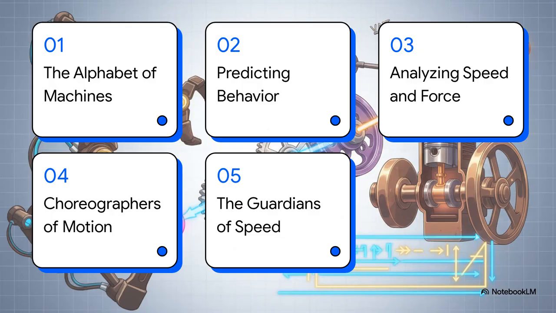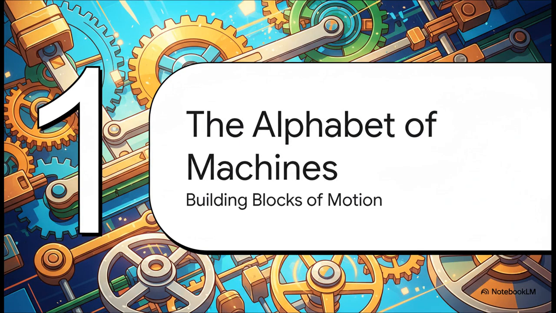All right, so here's our game plan. We're going to start with the absolute basics, the alphabet of machines. Then, we'll see how we can use that to predict how they'll behave. After that, we'll dig into the forces at work, and finally, we'll look at a couple of incredible components that literally choreograph motion and guard a machine's speed. Let's get into it.